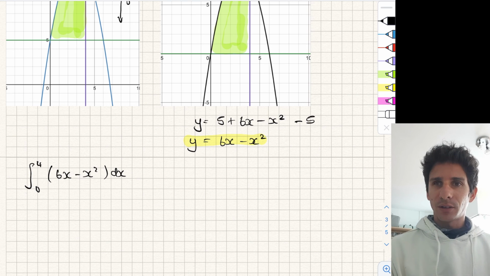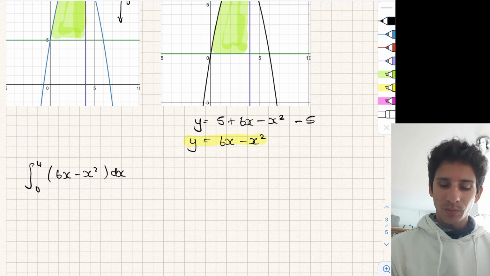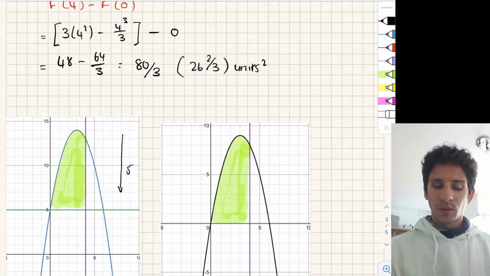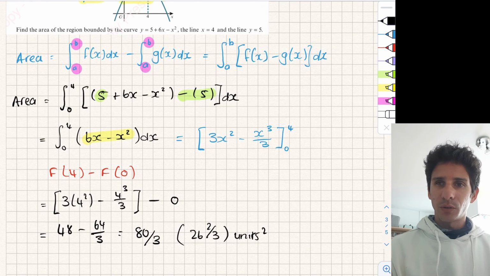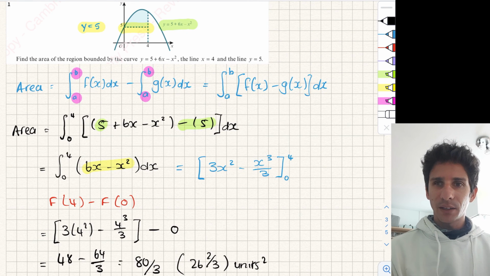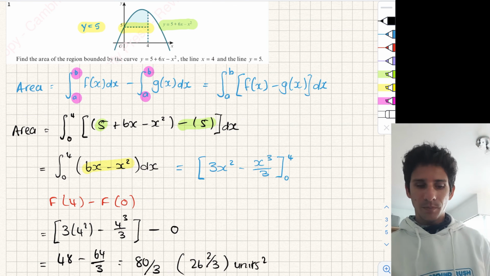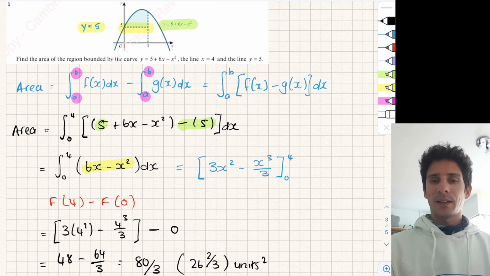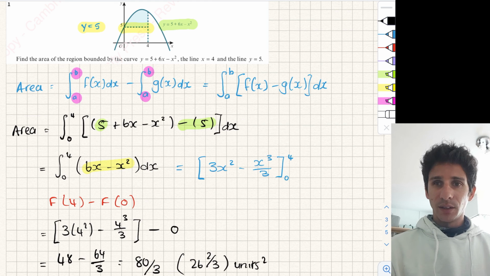So that's just an alternative way of looking at this problem. In essence, that's exactly what you're doing when you're working out the area between two curves as well. You're just combining the two equations. You're taking the top equation and you're subtracting the bottom equation, and that's then giving you an equation to find the area under the new function.